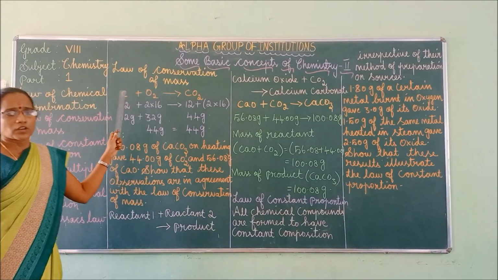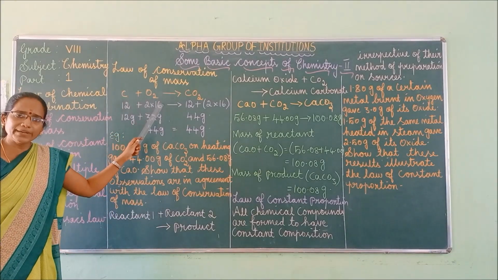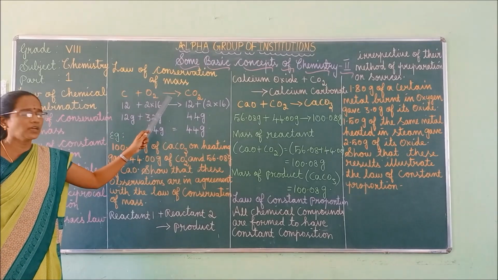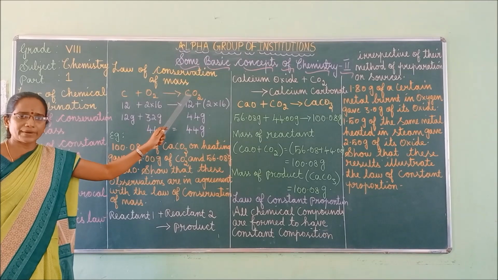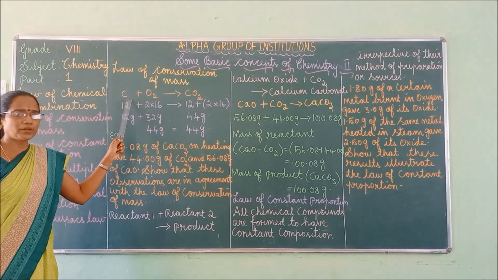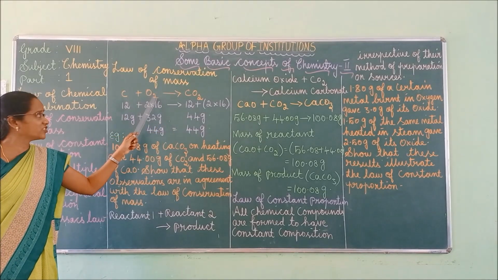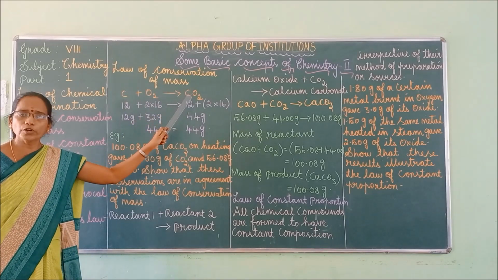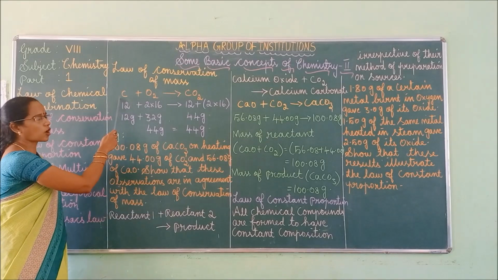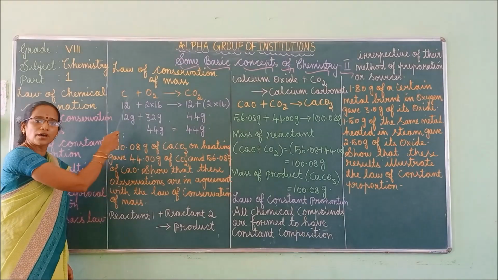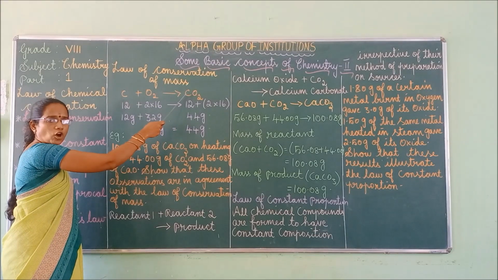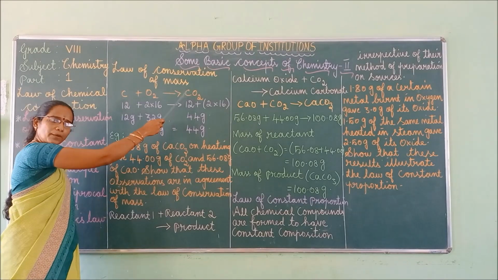First, carbon, look at the board. Carbon, when it is combined with oxygen, forms the compound carbon dioxide. What is the symbol for carbon? C. For oxygen, O2. So both react to form the compound carbon dioxide. Carbon and oxygen are the reactants, whereas the product we got is the compound carbon dioxide.